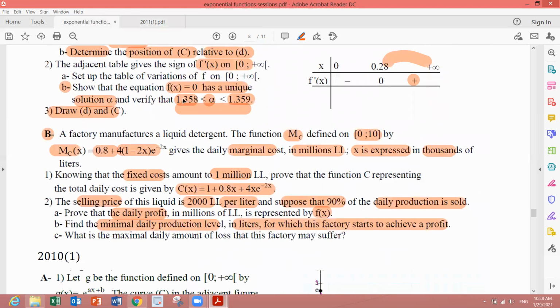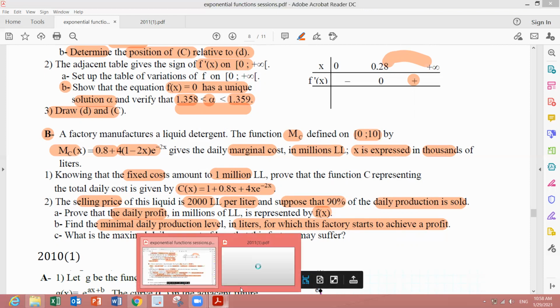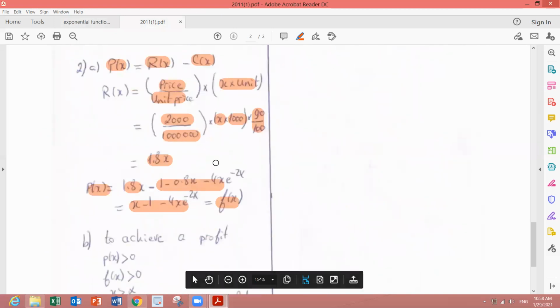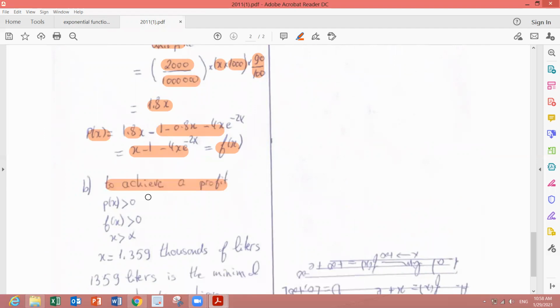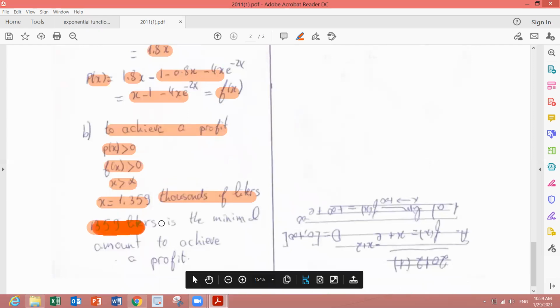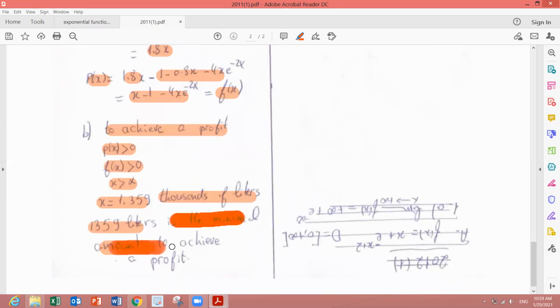Where is f(x) equal 0? It is at alpha, right? At 1.358, f(x) was negative. At 1.359, what happened to f(x)? Positive. So we can say that to achieve a profit, P(x) is positive, meaning f(x) positive, meaning x greater than alpha, because at alpha f(x) was 0. So x equals 1.359 thousands of liters, meaning 1359 liters is the minimal amount to achieve a profit.